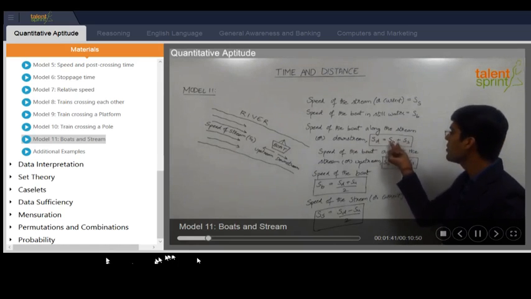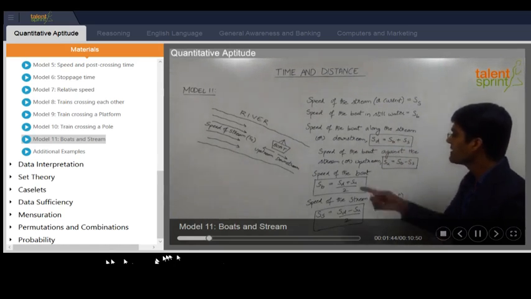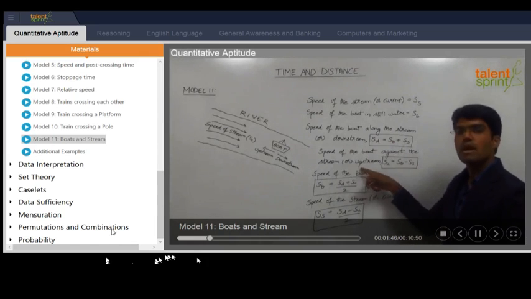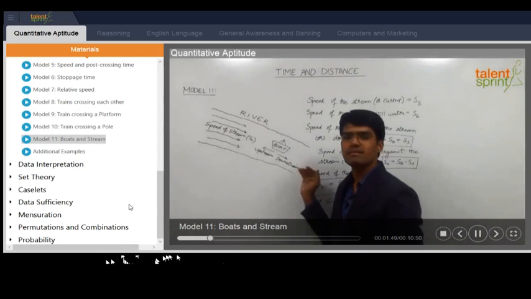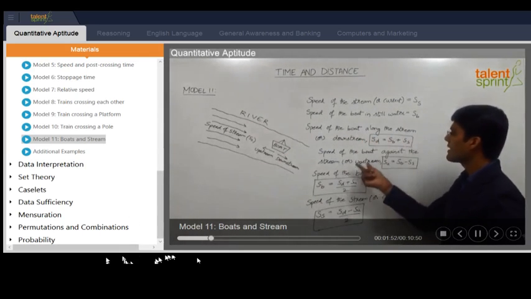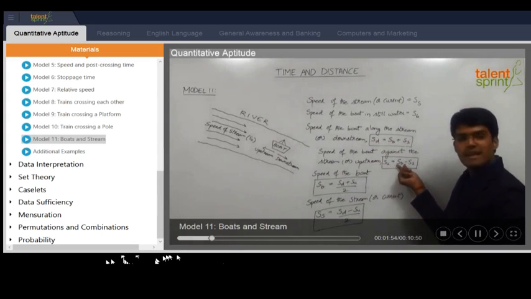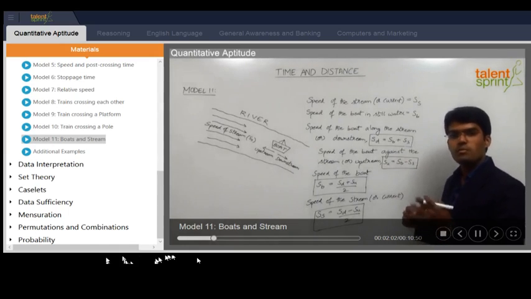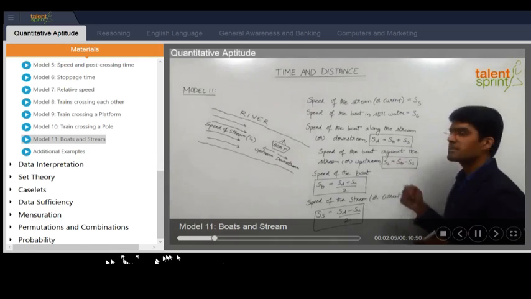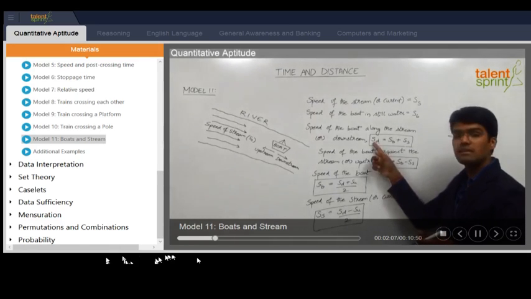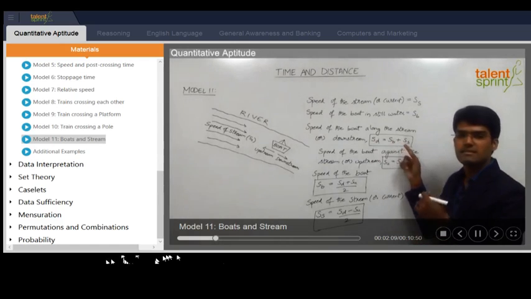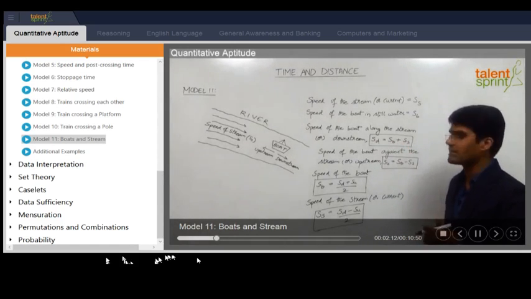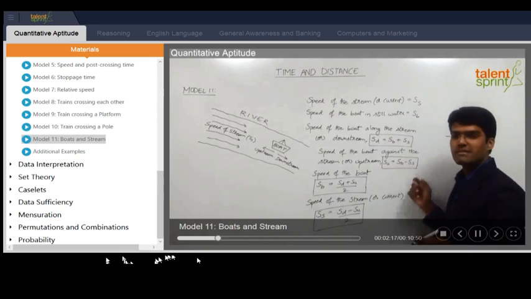That is nothing but the speed of the boat plus the speed of the stream. And the speed of the boat against the stream, or upstream: when the boat is going against the stream, it is referred to as upstream. So the speed of the boat upstream, that is SU, should be taken as SB minus SS. So the speed of the boat minus the speed of the stream will give the speed upstream. So the two important points here are downstream speed and upstream speed. As you can see here, downstream speed is equal to SB plus SS, that is the sum of the speeds of the boat and the stream. And upstream speed is the difference, that is boat speed minus the stream speed.